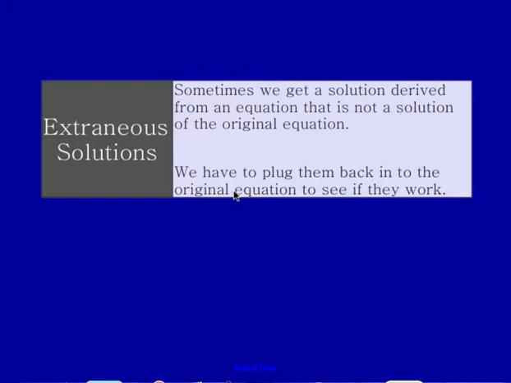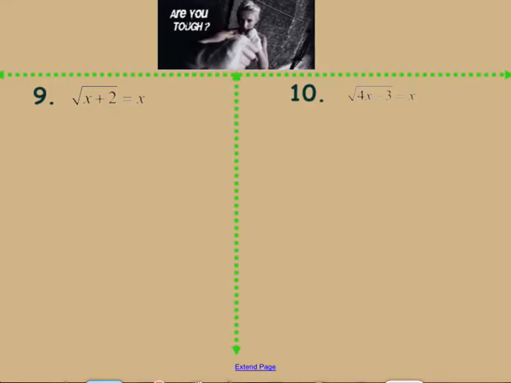Well, sometimes in the squaring process we end up getting two solutions, and one of them actually doesn't work. And that's where plugging it back in and checking is going to become really important. So that solution is actually not a solution. It's called an extraneous solution. It's an extra solution. It doesn't count. So that's why we have to plug them back in and make sure they work. Let's take a look at what that would look like.